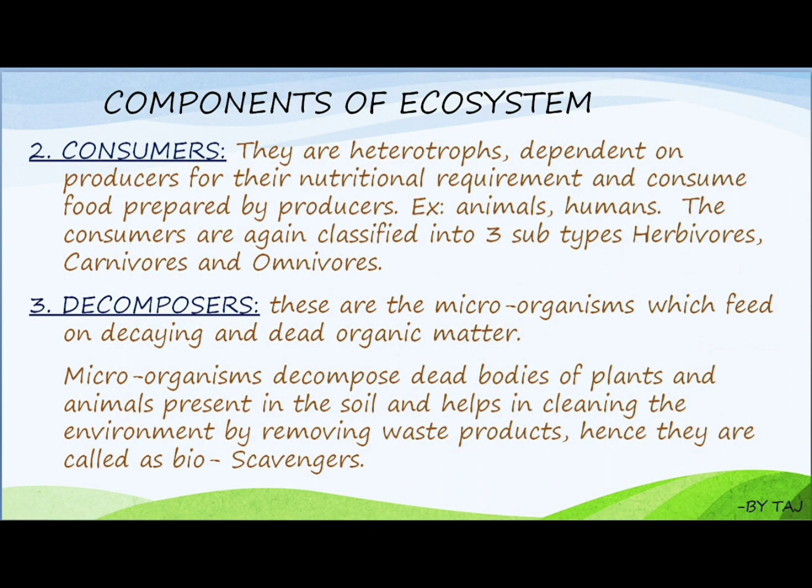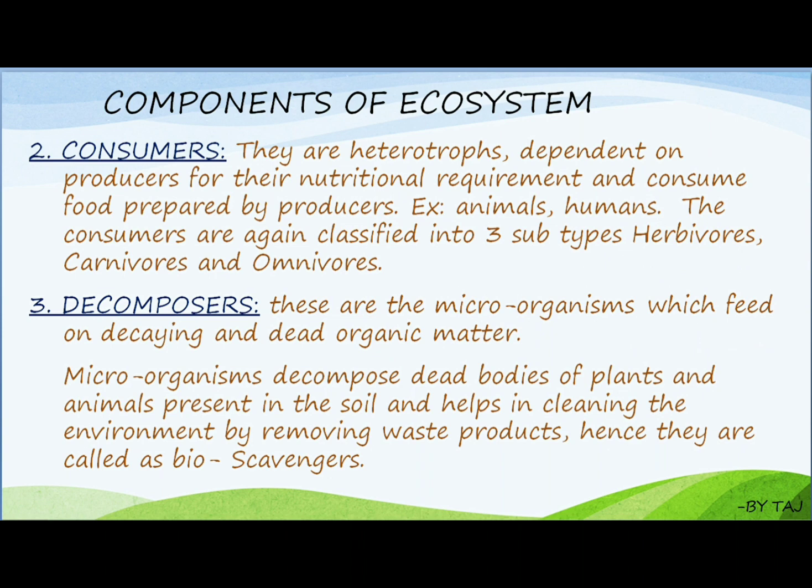Coming to the next component of the ecosystem, that is consumers. Consumers are heterotrophs dependent on the producers. They depend on the producers for their nutrition requirement, and consumers eat food prepared by producers. Examples of consumers are animals and humans. The consumers are again classified into three types: primary consumers, secondary consumers and tertiary consumers. Primary consumers depend primarily on the producers. Secondary consumers depend on primary consumers and tertiary consumers depend on secondary consumers.